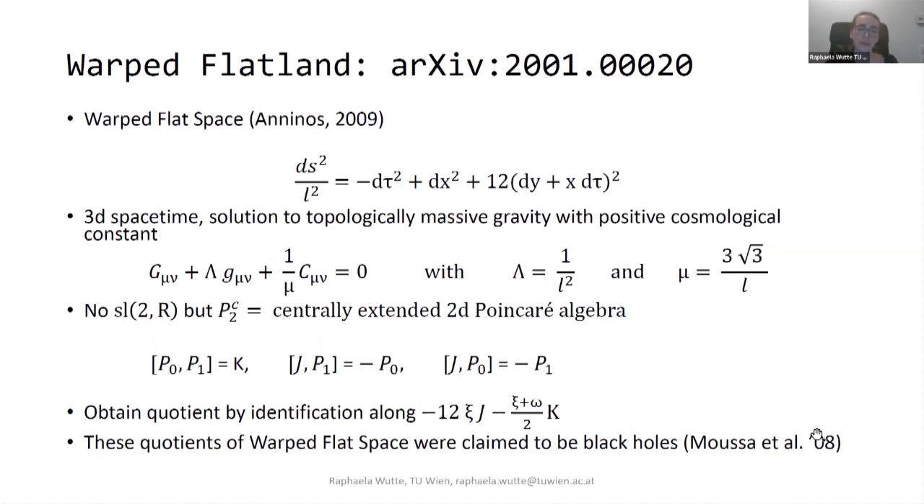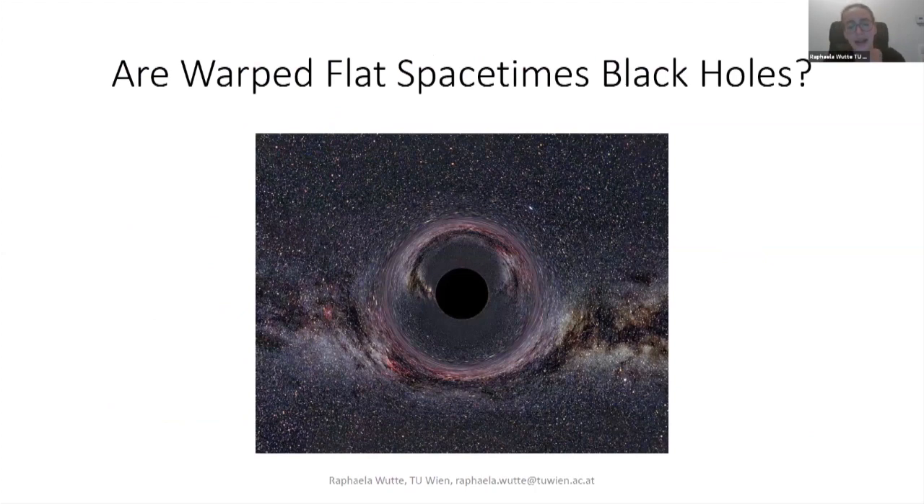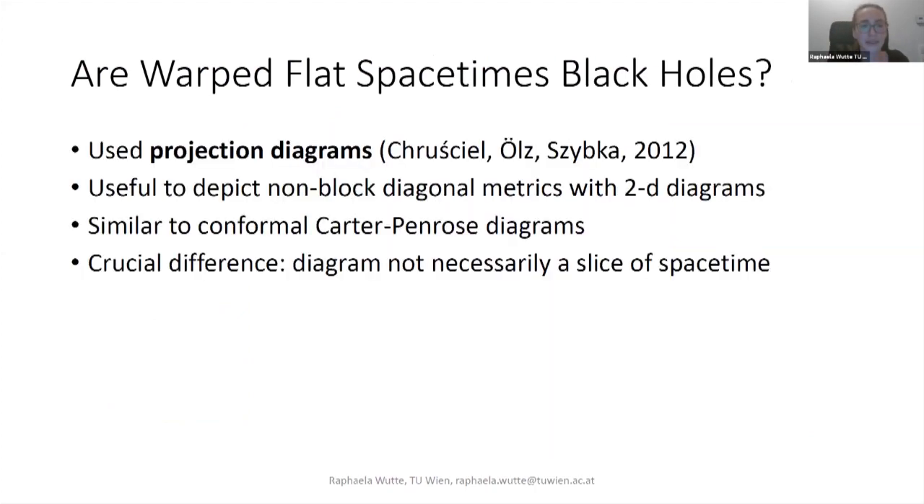And it was also the reason why we got interested in these spacetimes, because they were claimed to be black holes and had these unusual isometries. So one of the first questions that we asked ourselves was, are these warped flat quotients black holes? To answer this question, we use a method called projection diagrams, which goes back to Kruschel, Eils, and Zipka in 2012. Projection diagrams are useful to depict non-block diagonal metrics with 2D diagrams.